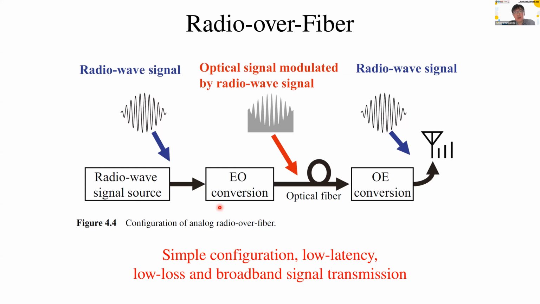If we use such a simple analog radio over fiber, this configuration will be simple and latency is very small because there is no complicated digital signal processing. And by using optical fiber, the transmission loss will be much smaller than any coaxial cable, metal cable.